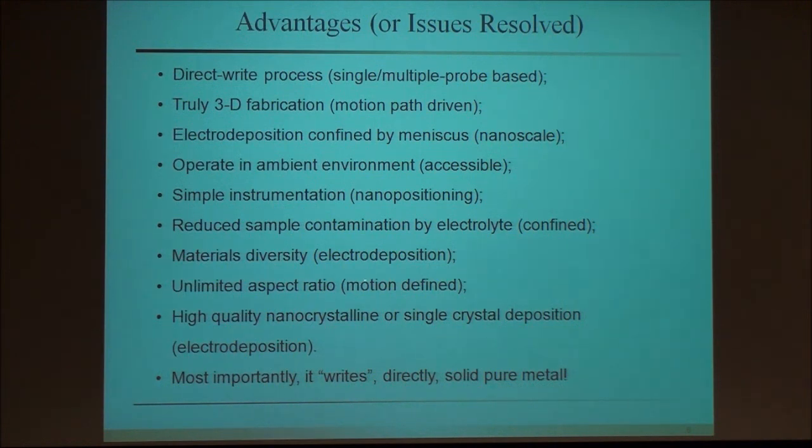Oftentimes, through micromachining, ultimately you are talking about being able to make a structural aspect ratio of maybe 50 to 1, or at best 100 to 1. But in our case, it's not limited. And due to the unique type of confined electrodeposition, what we find is that all the wire we grow would be nanocrystalline and even single crystal. And most important, we directly write solid pure metal. So we don't need to introduce a secondary process to convert our wire into a metallic wire. It's still pure metal, and it has all the advantages you would have from a pure metal.